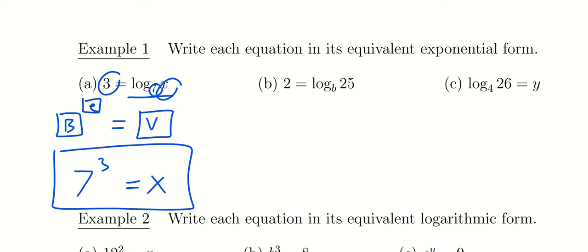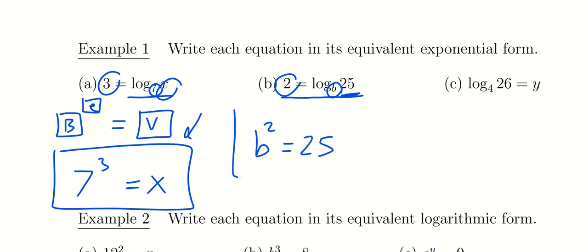We don't have to compute this. We're not asked to solve for x quite yet. We're just asked to rewrite it in equivalent exponential form, and this is what it would look like. Let's do the same thing here, starting by writing the base. The base is right here, that's b. The exponent is the thing that the log is equal to, that's the 2. So b to the second power equals the value, the thing inside of the logarithm, which is 25. So we get b squared equals 25.